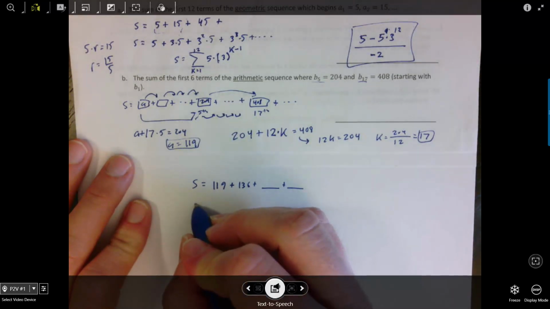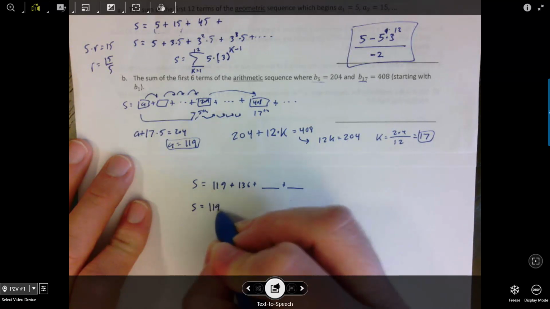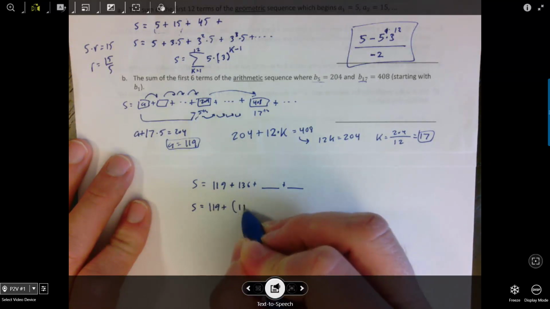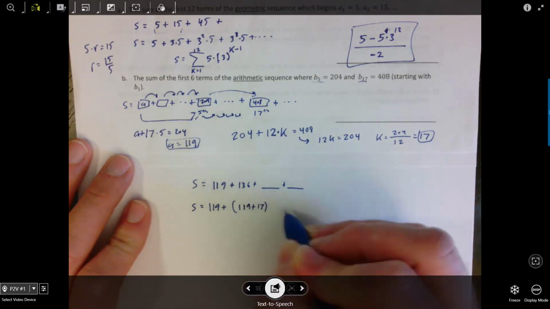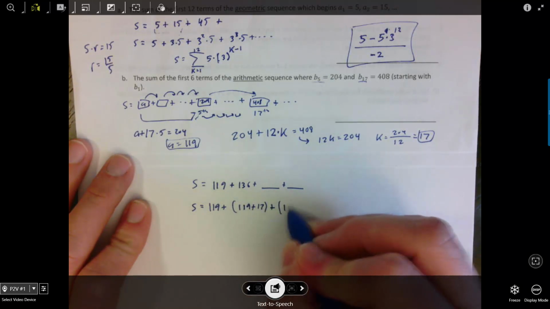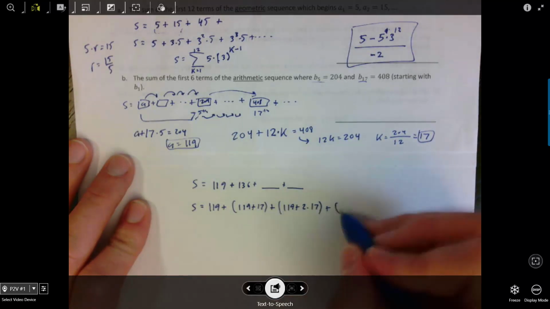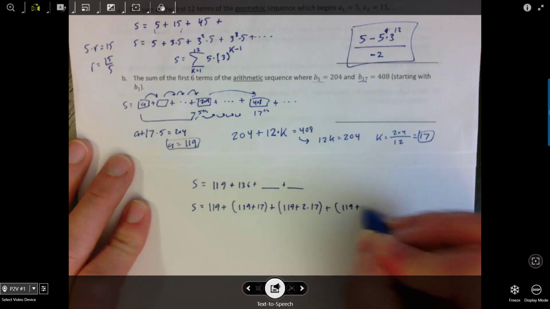So if I wanted to write this kind of broken out with its structure, 119 is my initial term, but then this is 119 plus 17. And then the next term is that one plus another 17, so that's 119 plus 2 times 17. And then the next one would add another 17, so that's 119 plus 3 times 17, and so on.